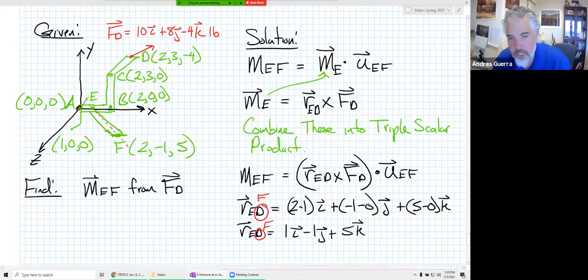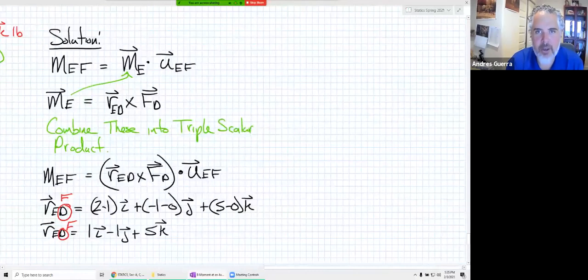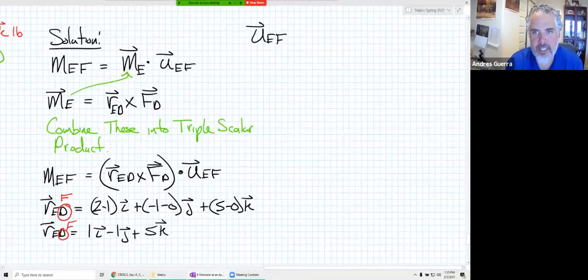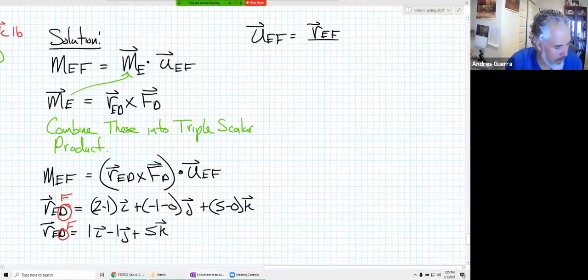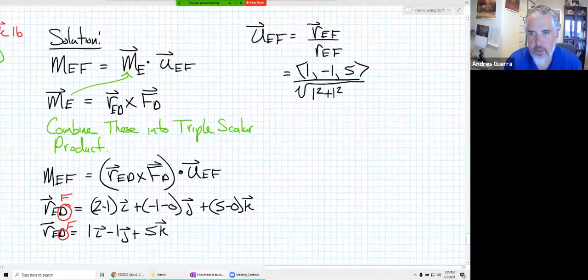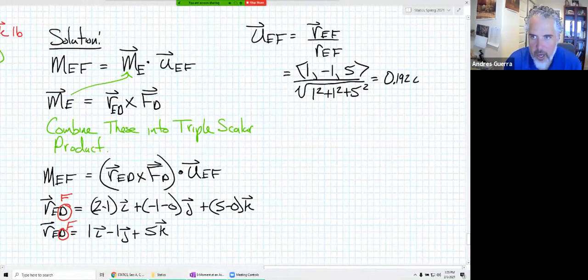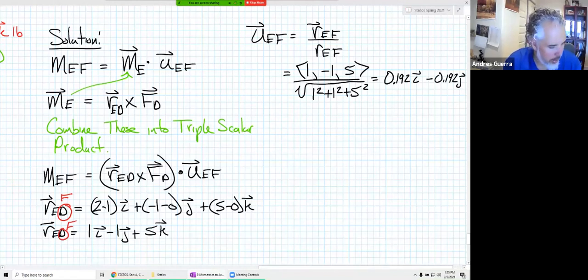But instead of working on the position vector from E to D, we're working on the unit vector from E to F there. So we can find our unit vector from E to F as the position vector from E to F, which is what we just found, divided by the magnitude from E to F. And so this is going to be 1, minus 1, 5 divided by the square root of 1 squared plus 1 squared plus 5 squared. And this is going to give us 0.192i minus 0.192j plus 0.962k hat.